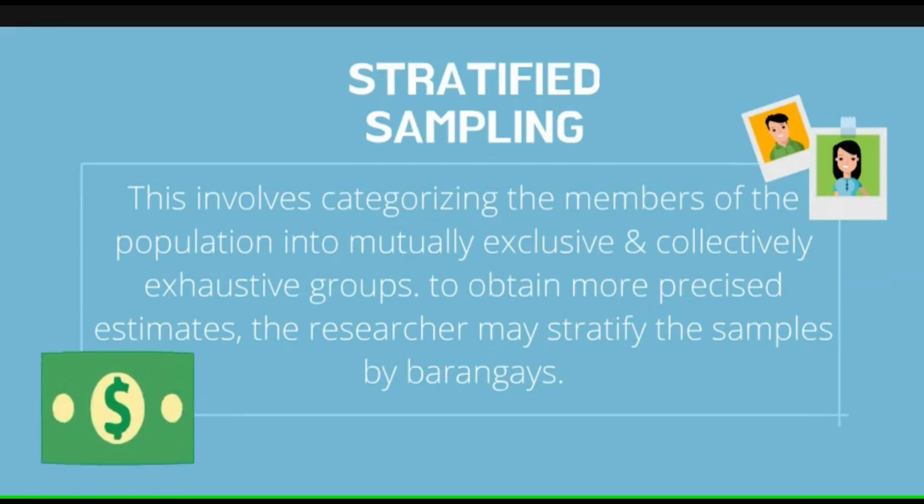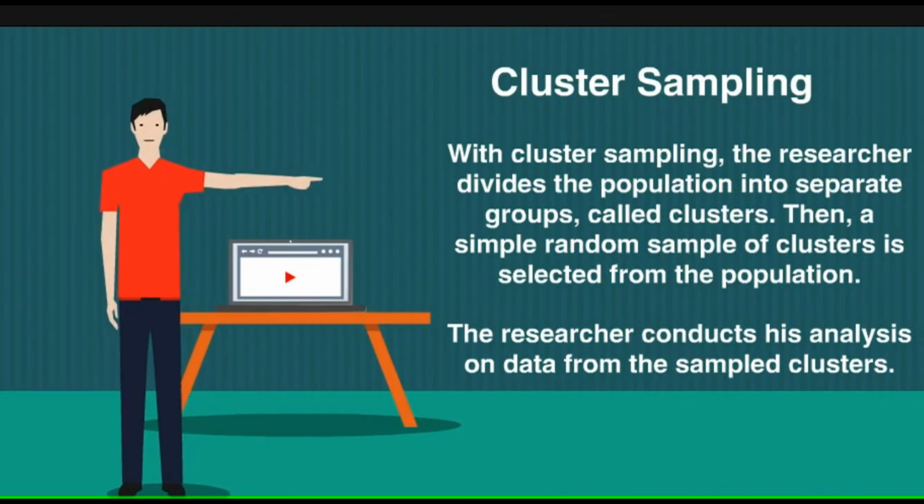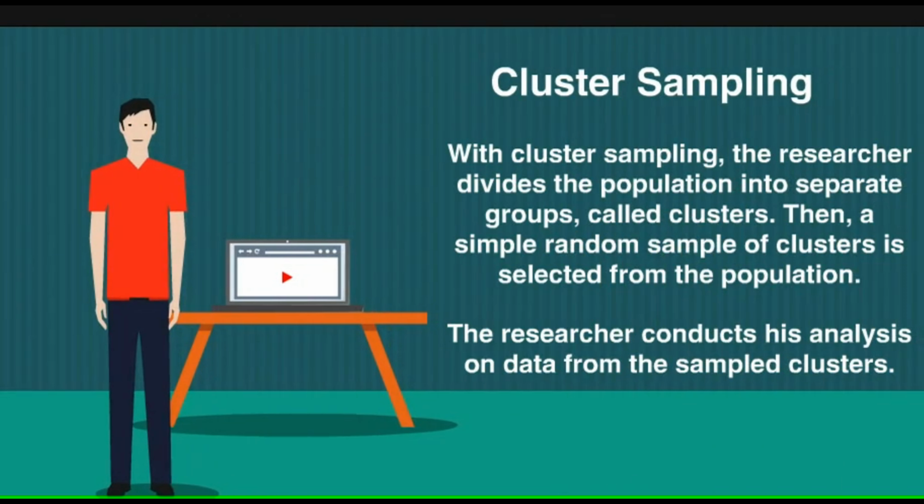Next is stratified sampling. This involves categorizing the members of the population into mutually exclusive and collectively exhaustive groups. The researcher may stratify the samples by varieties. Cluster sampling separates the group into clusters. Clusters are representative samples of the population as a whole. Then a simple random sample is selected from the population.